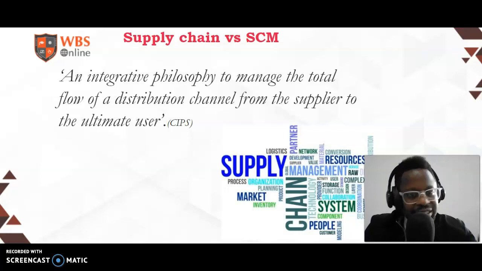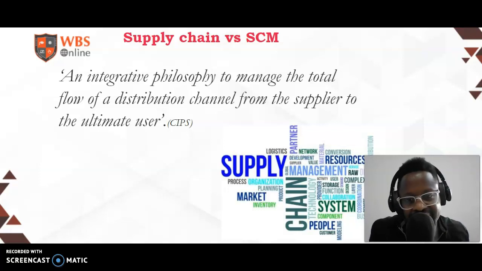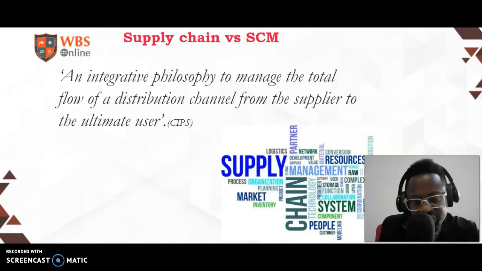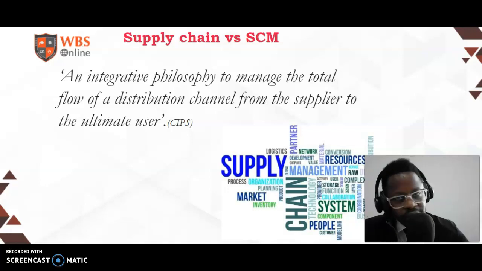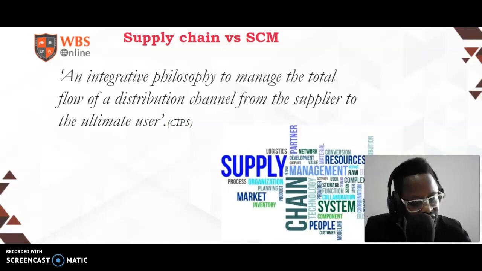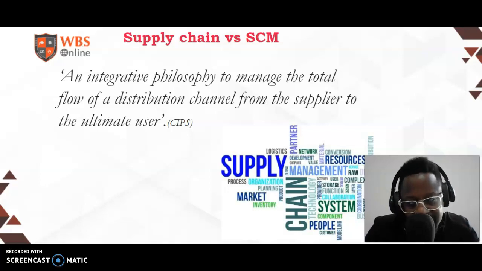Supply chain management involves the integration of the different links within the supply chain. Are you understanding that? I'm saying that supply chain management involves the integration. So when I say integration, what am I speaking about? When I say integration, I'm actually talking about communicating. That's what it is. So there's a high level of communication between the distributor, the retailer, the manufacturer, and even the customer.